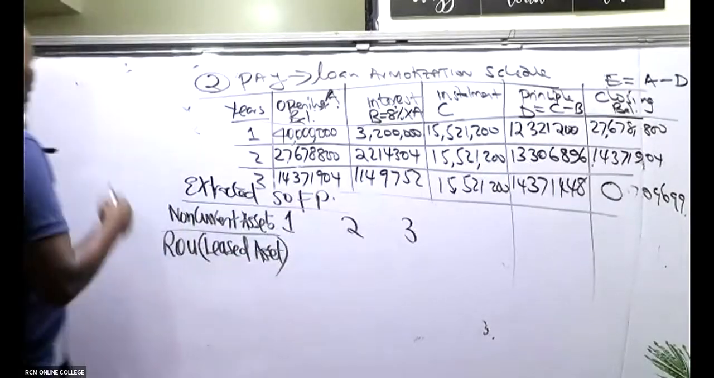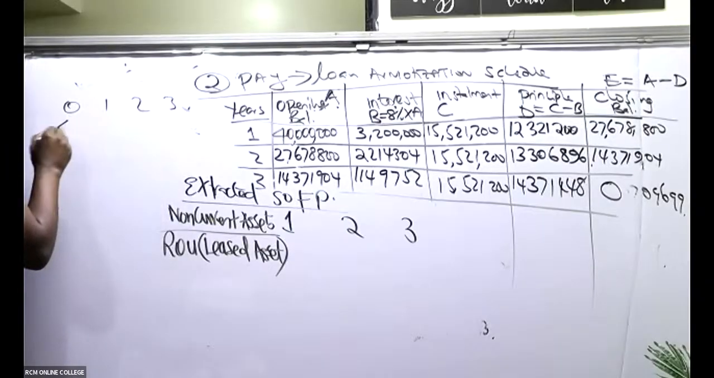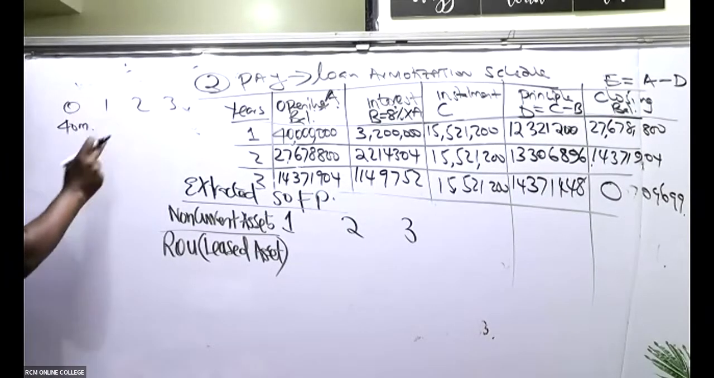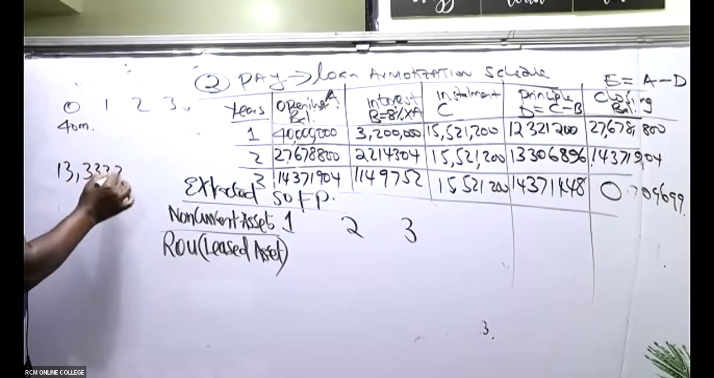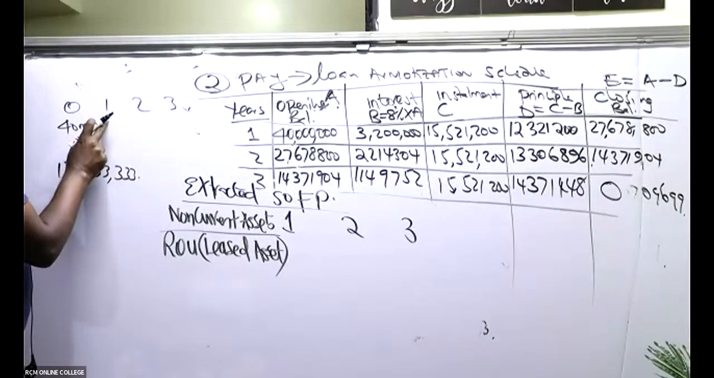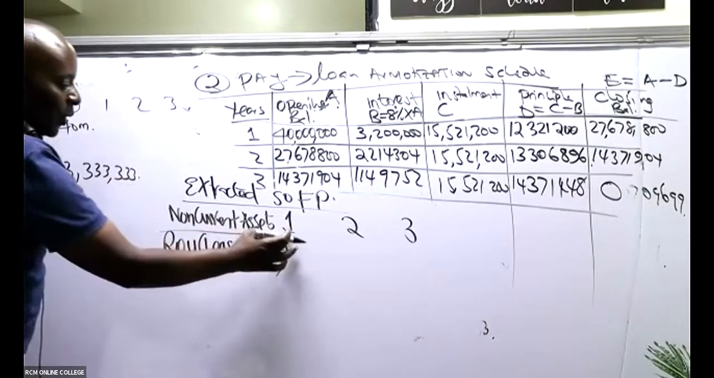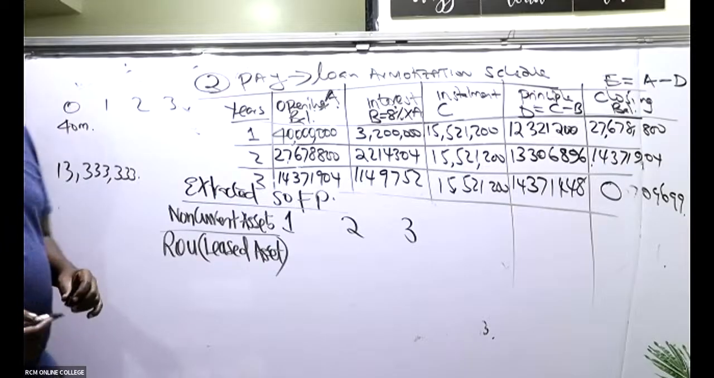So remember, at time 0, 1, 2, 3, at time 0 we began with 40 million. But each year we are losing that 13 something. Was it 13,333,000 each year? So by the end of year 1, what will be the value of our asset? Because we're looking at the end of the years. Remember, this is today 40 million.